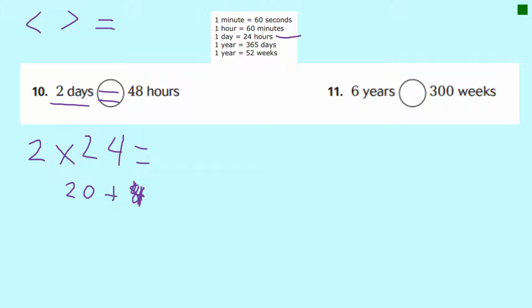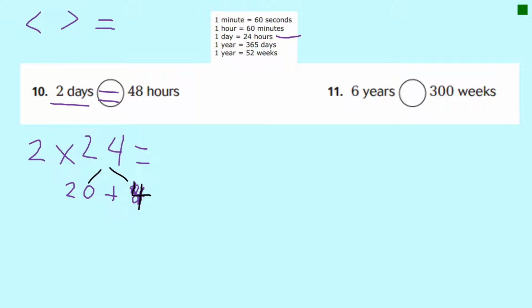Right? 2 sets of 24 hours. Hold on, I'm going to trace over that 4. It's bothering me. So I broke apart 24. There you go. 20 times 2 is 40. 2 times 4 is 8. 48. All right, there. I feel better.